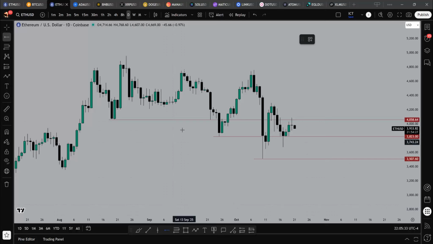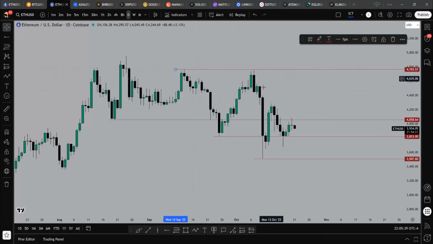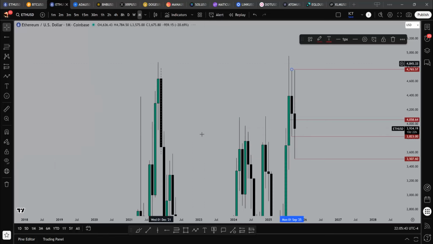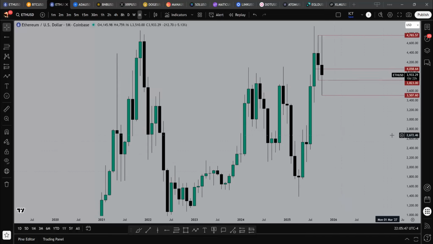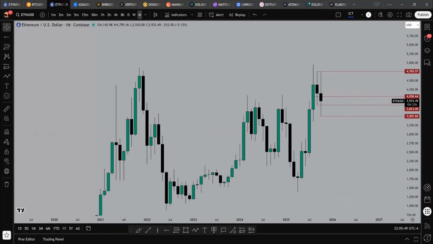But that being said, take a look up here. You have these very clear swing highs. I think that's a pretty obvious target to go long into. And I'll give you two reasons on why I am also a little bit more bullish than bearish right here. Let's zoom out to the monthly, clear up some of these lines.